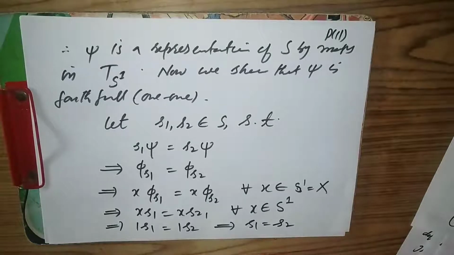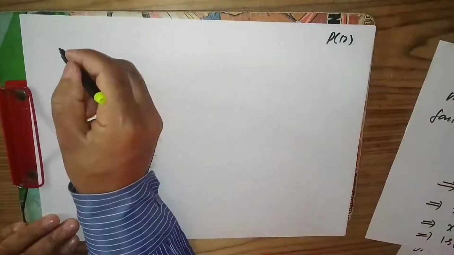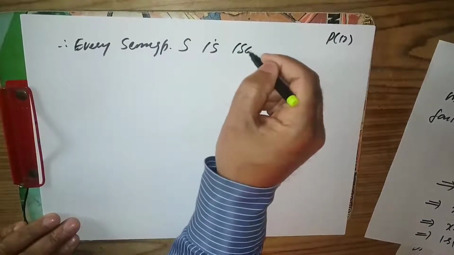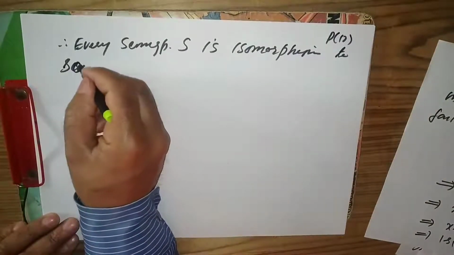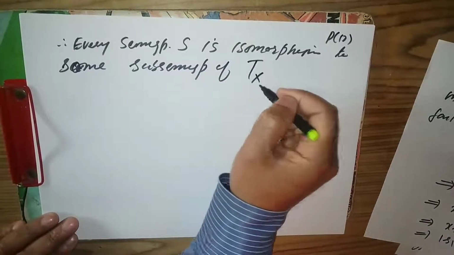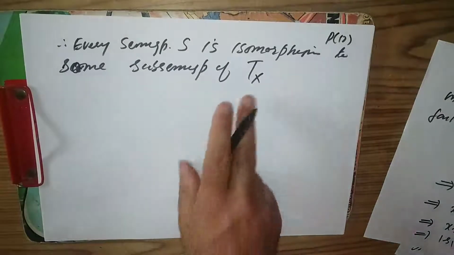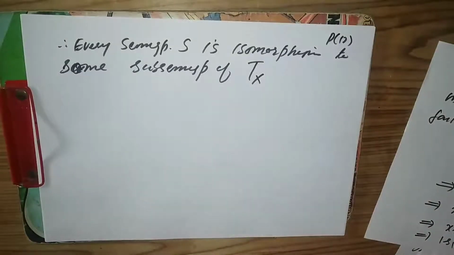So therefore every semigroup S is isomorphic to some transformation semigroup. Therefore every semigroup S is isomorphic to some subsemigroup of Tx. So it is isomorphic to actually some transformation semigroup, because all the subsemigroups of Tx are called transformation semigroups. So that proves the analog of Cayley's theorem in case of semigroups.